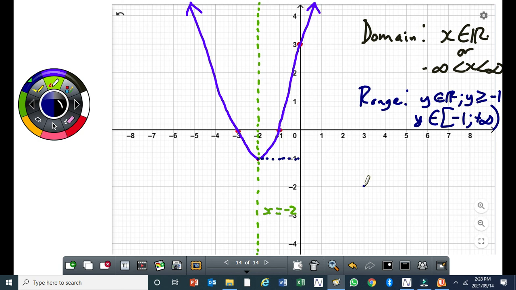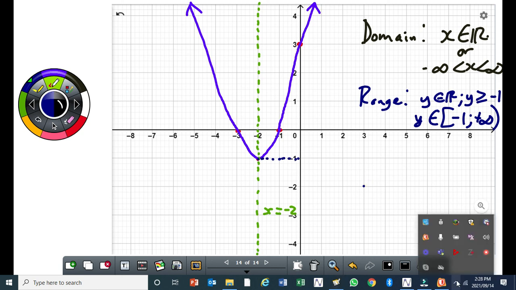So I've got the domain, the range. Now, you may also be asked for what values of x is the function increasing, decreasing, and so on. Right? But for today, I'm going to stop there.